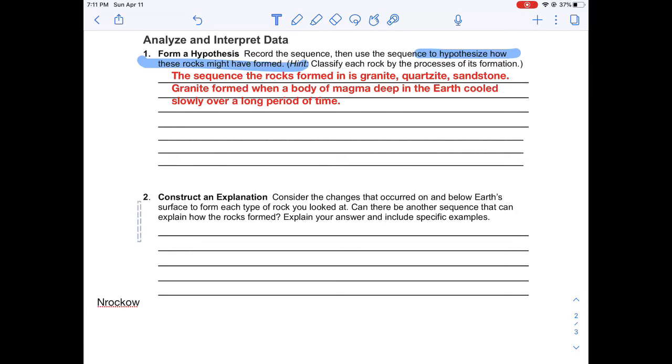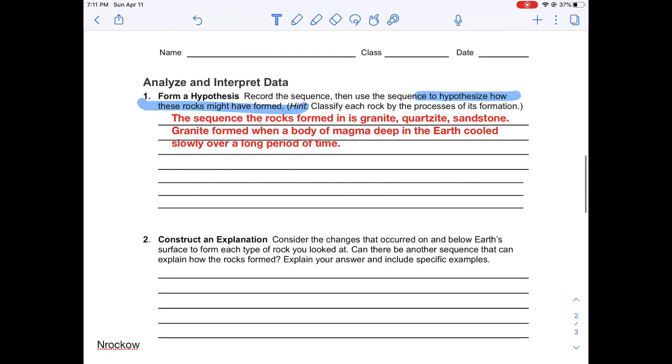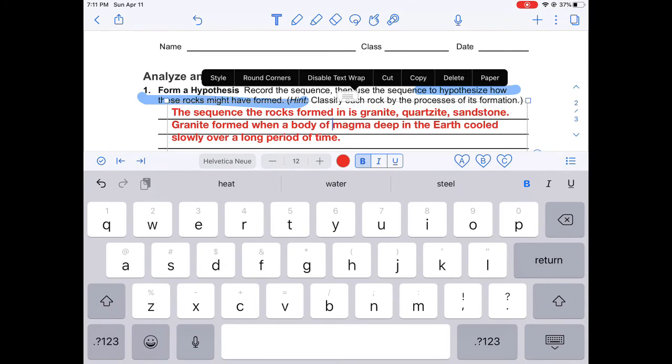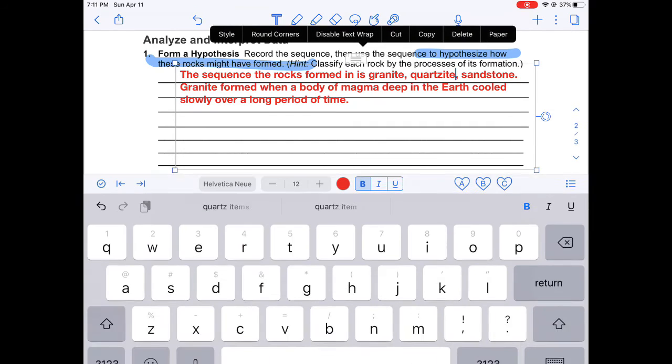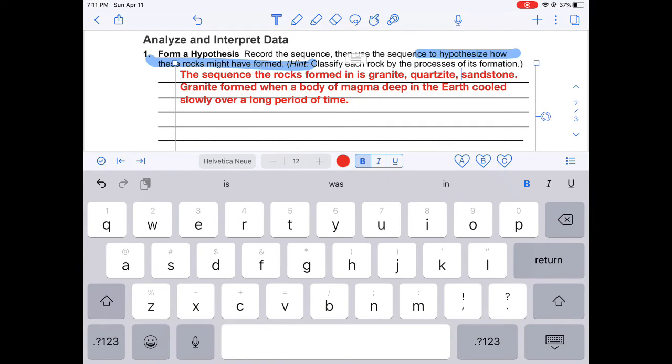Okay, so I would do that for the other two rocks as well. I would try to come up with a hypothesis about how I think the quartzite formed and also the sandstone. So I said the sequence the rocks formed in is granite, quartzite, and sandstone. Granite formed when a body of magma deep in the earth cooled slowly over a long period of time.